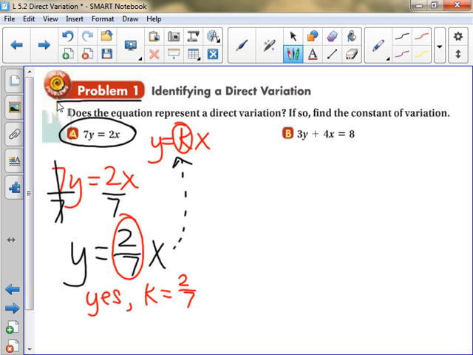In the next question, B, 3y plus 4x equals 8. It doesn't look like this direct variation equation, so you try to solve it for y. And when you solve for y, you get the y term by itself, and you do that by subtracting 4x.